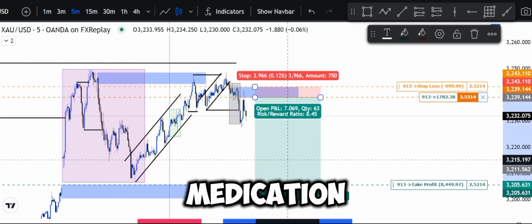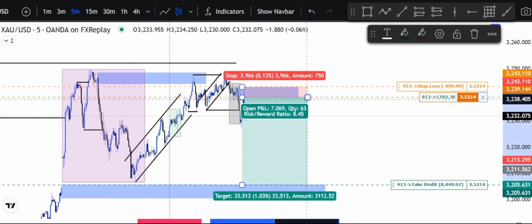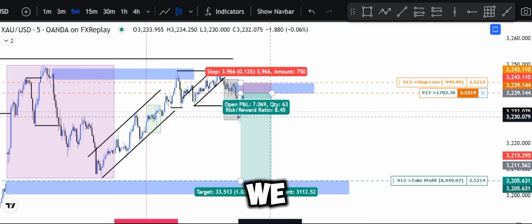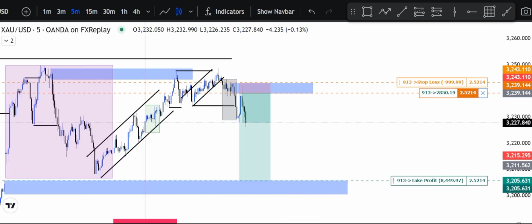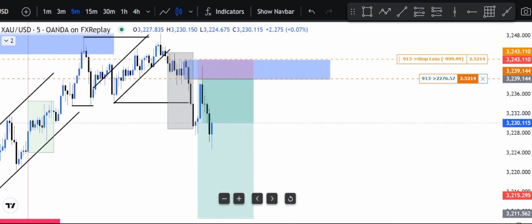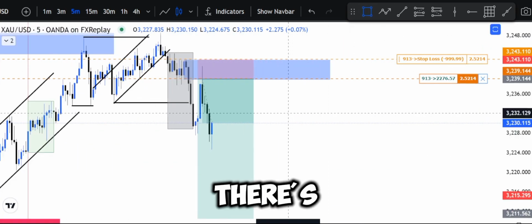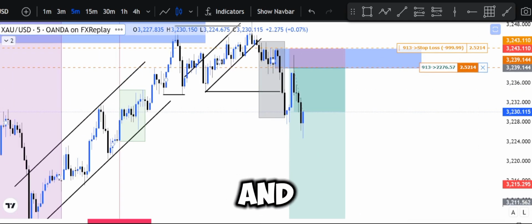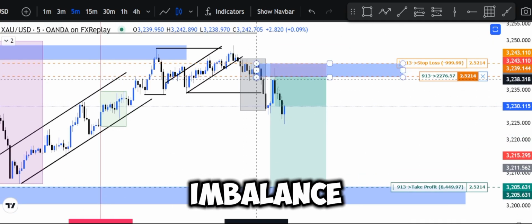We have mitigation. If we see another break of structure, we might stack it up. We have another break of structure. There's no clear imbalance. It's better to let it go, this one. There's no clear imbalance. You need imbalance and break of structure.